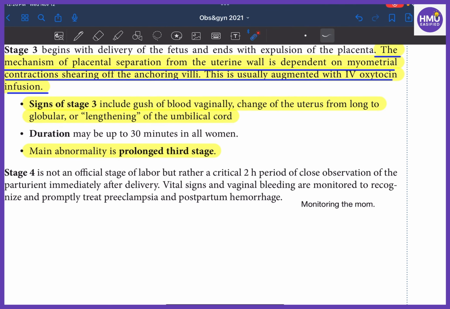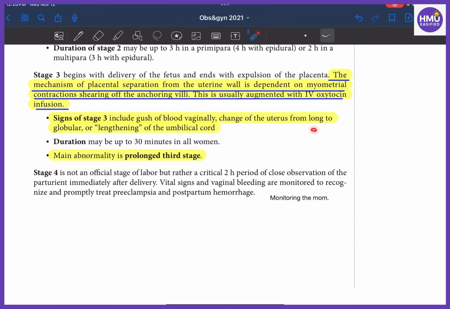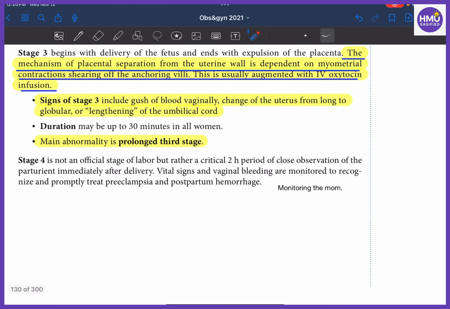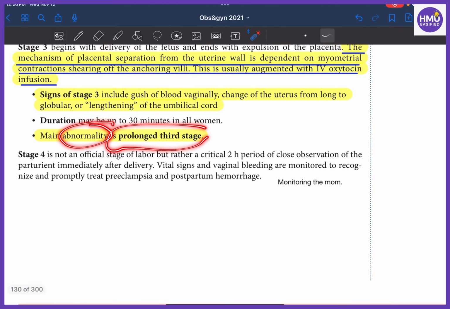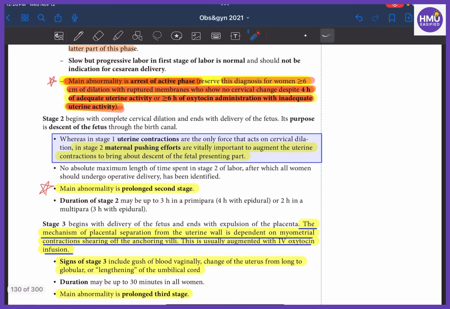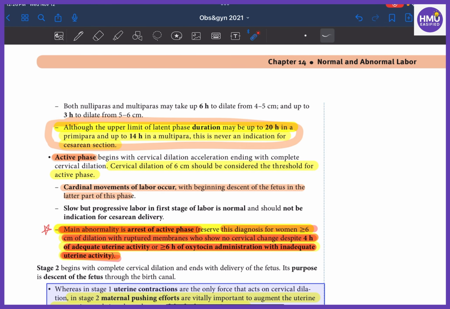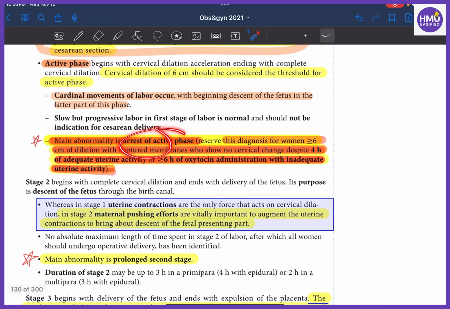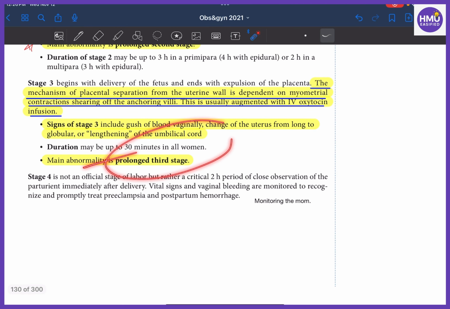Signs of stage 3 include gush of blood vaginally, change of the uterus from long to globular, or lengthening of the umbilical cord. Duration may be up to 30 minutes in all women. The main abnormality is prolonged third stage. So, the abnormalities: in the latent phase, we have prolonged latent phase. In the active phase, we have arrest of active phase. It's probably the only different one. In the second stage, we have prolonged second stage. In the third stage, we have prolonged third stage.